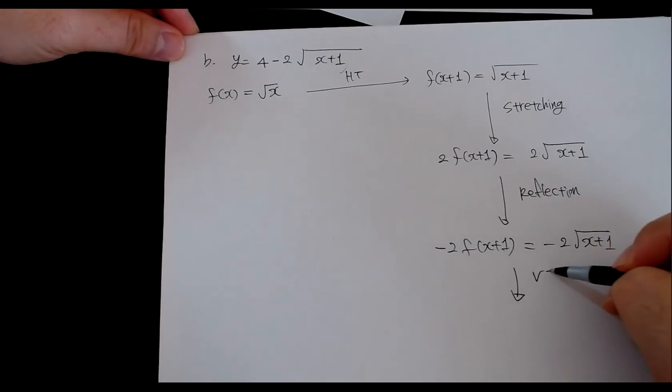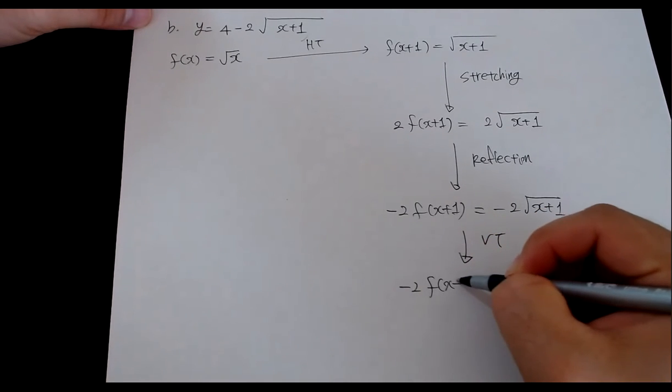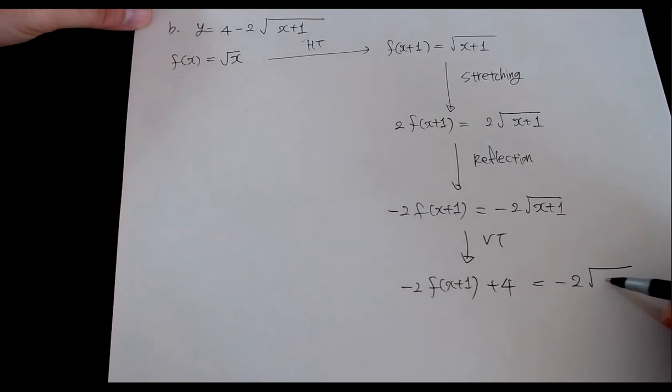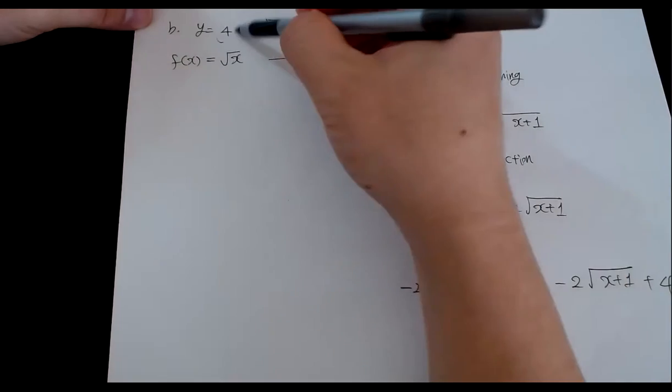And then we apply the vertical translation. So negative 2 times f of x plus 1 plus 4, which is negative 2 times the square root of x plus 1 plus 4. Why do we add a plus 4? Because you see that 4 is right there.